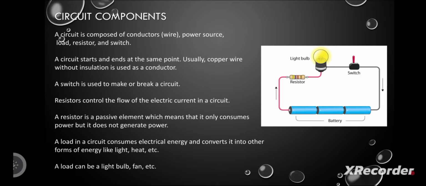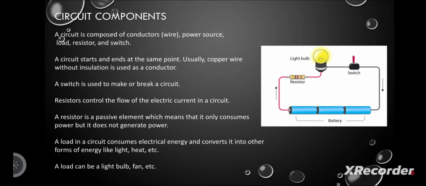So power source, load, resistor and switch. A circuit starts and ends at the same point. Usually copper wire without insulation is used as a conductor. A switch is used to make or break a circuit. A resistor controls the flow of electric current in a circuit. A resistor is a passive element, which means that it only consumes power but it does not generate power. Note this point. It is very important that the resistance works as a passive element and it only consumes power and it does not generate power.